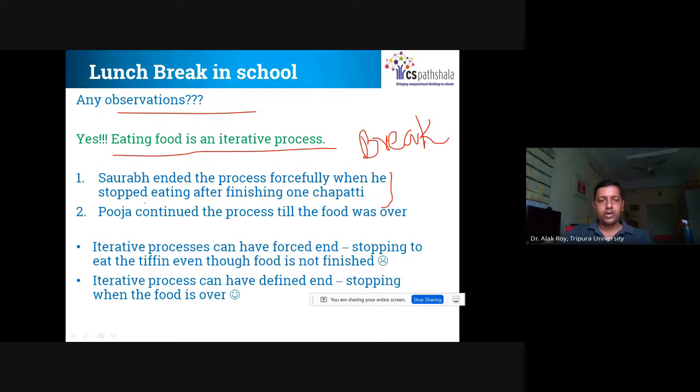Okay. So Pooja continued the process till the food was over. So an iterative process can have a forced end, stopping to eat the tiffin even though the food is not finished. An iterative process can also have a defined end, stopping when the food is over. So the example of Saurabh is a forced stop, or forced end, and the example of Pooja is a defined end. So this ending process is different depending upon the condition.